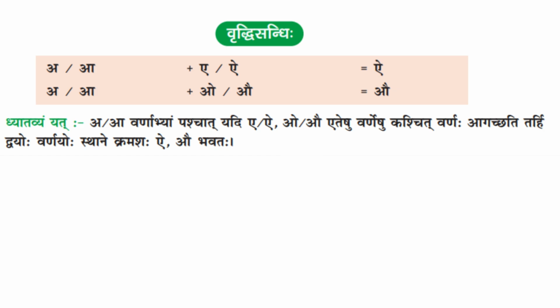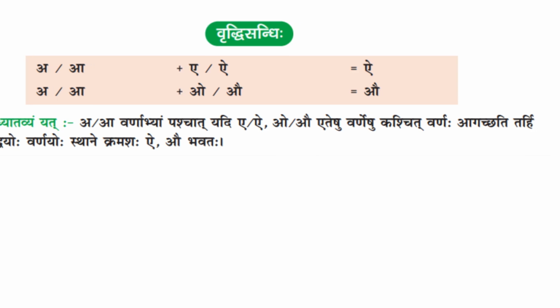So how will we get ai? When we split the swara ai, we get it as a plus a or a plus e. Both hraswa or dirgha a, when added with e or ai, become ai. Then both hraswa or dirgha a, when added with o or au, become au. A varnabhyam paschad yadi e, ai, o, au edeshu varneshu kaschit varnaha agachati tarhi dvayoho varnayoho sthane kramashah ai, au bhavataha. Now let's answer these questions.